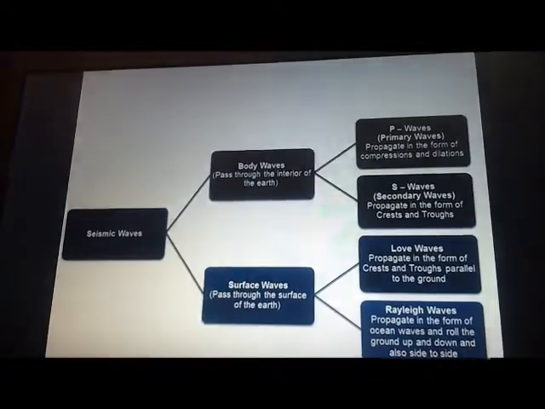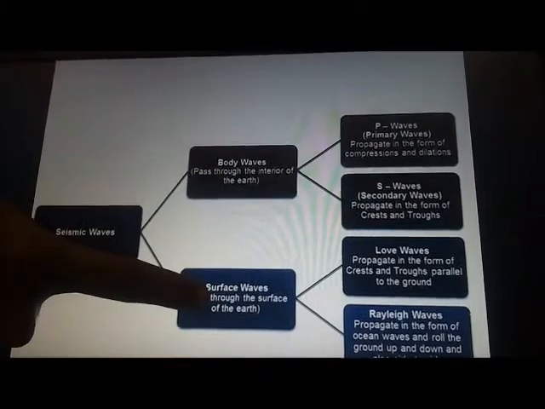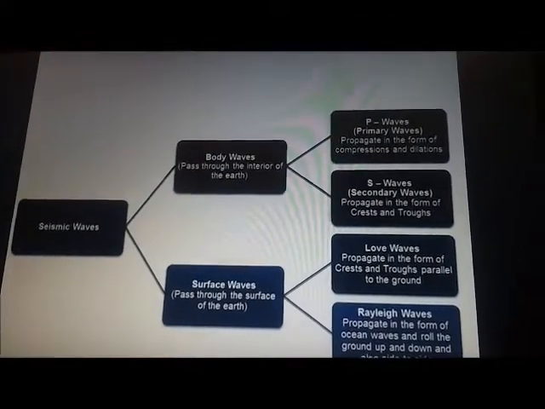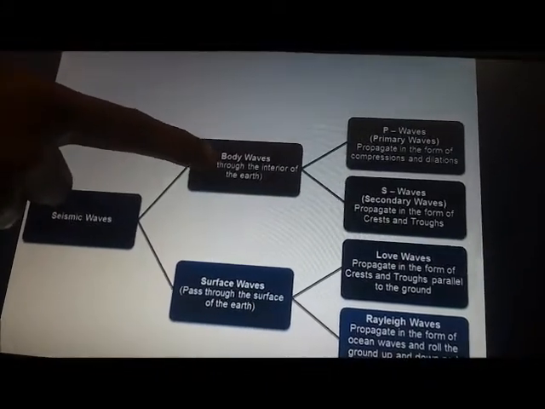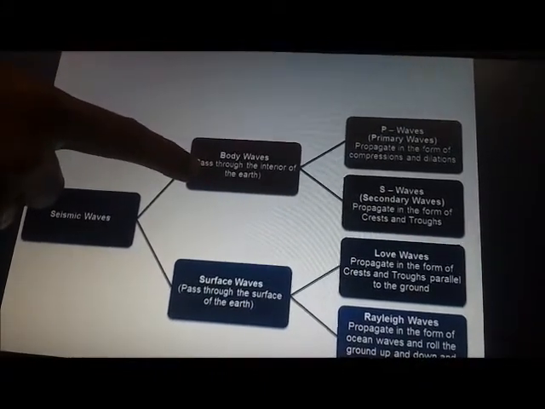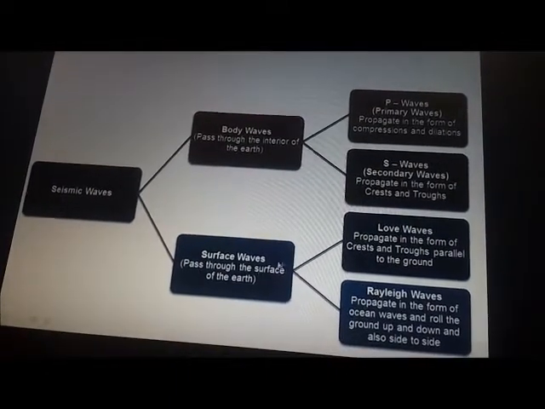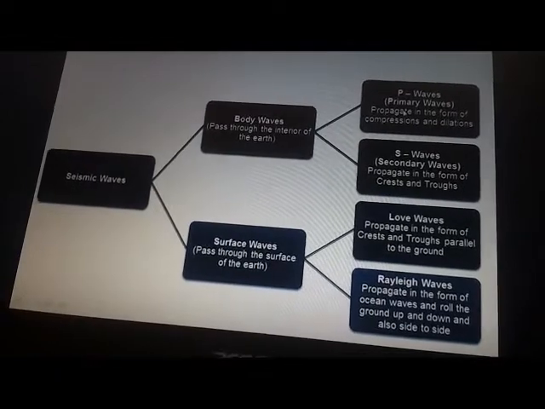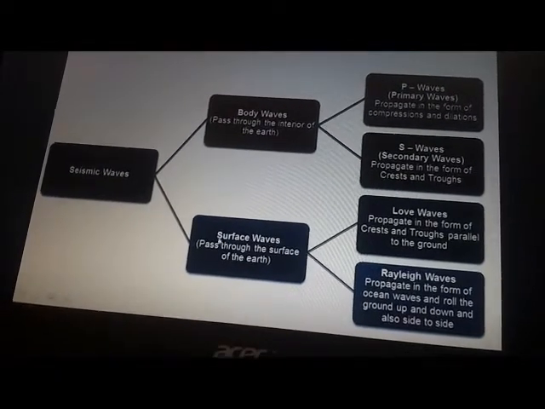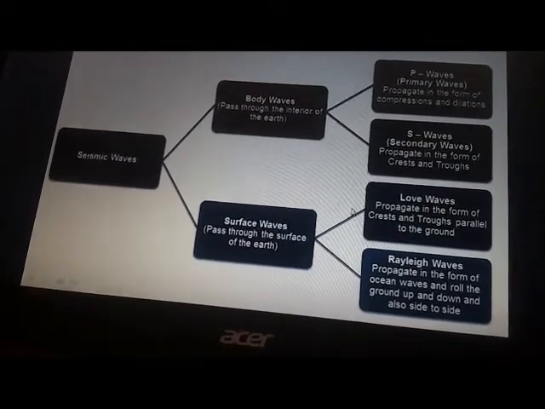In this case the seismic waves can be divided into two types. One is called body waves, another one is called surface waves. The name itself explains the nature of the body wave. Body waves travel all through the body of the earth as well as on the surface of the earth, but surface waves travel only through the surface of the earth. The body wave can be divided into two types: P wave and S wave. The surface wave can also be divided into two types: Love wave and Rayleigh wave.